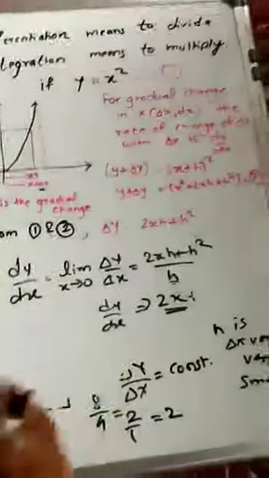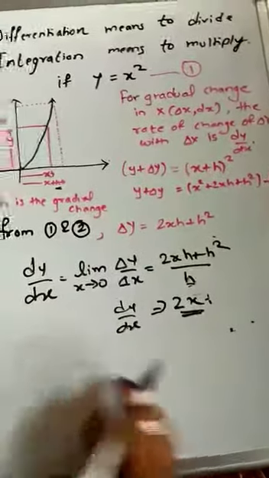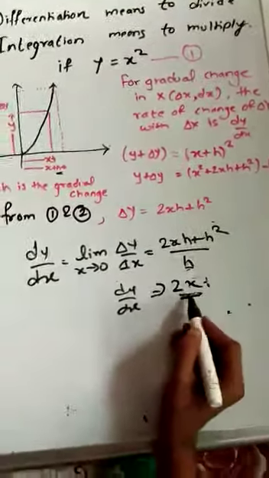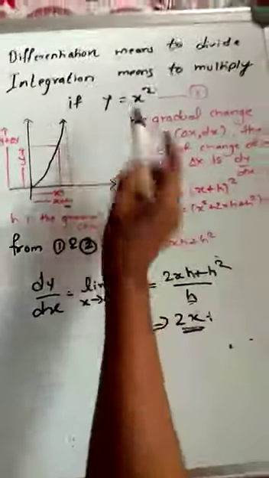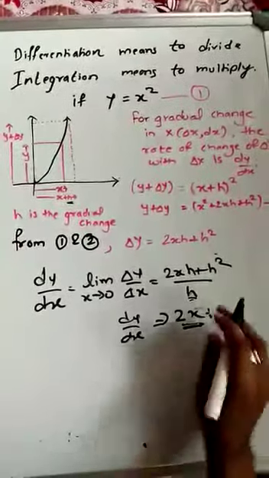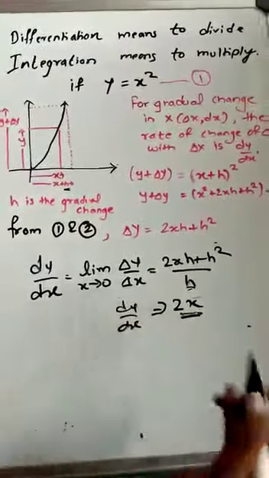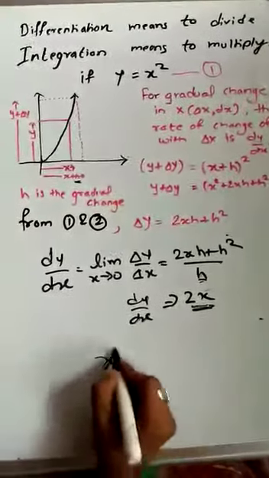Now the reverse is the process of integration. Now let us integrate 2x. Integration of 2x should give you x squared. Now that we have learned this, let us see how to find 2x from x squared.